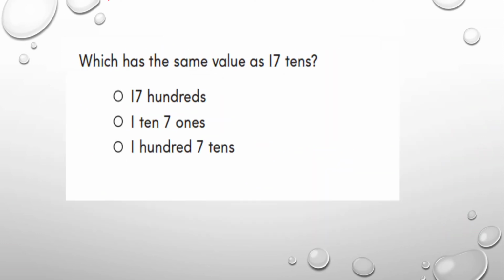Now let's see the last question that we have today. He asks you, which has the same value as 17 tens? So here he asks you in different words. Can you write 17 tens in a different way? So let's see the choices that we have. The first one, 17 hundreds. When we see hundreds, that means we will have 2 zeros. So the number became 1,700. Of course, this is not 170, so that's not correct.